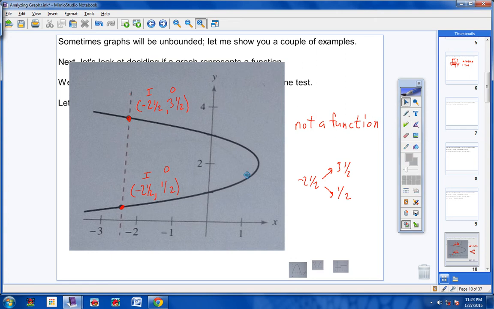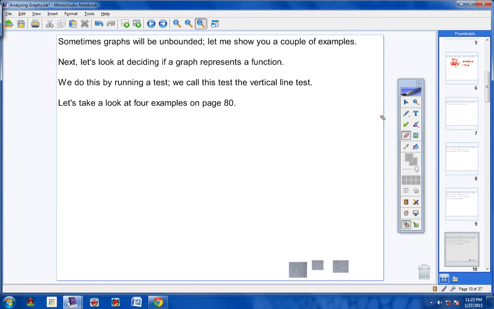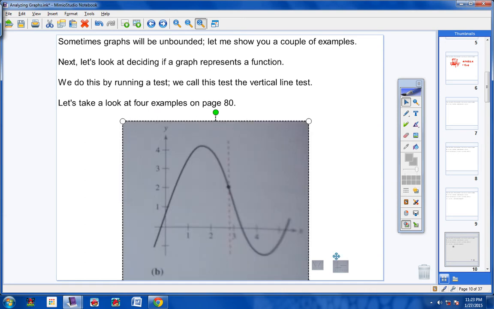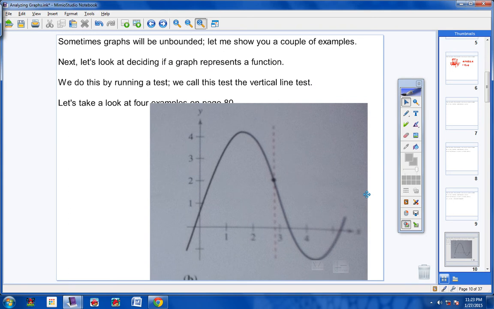Alright, let's go ahead and take a look at the next example. I'll go a little faster now, okay? Because these are really pretty simple. Alright, now, this one here does represent a function. Is there anywhere you can draw a vertical line, anywhere, that intersects the graph in more than one place? No. Every vertical line that you draw intersects the graph in only one place. So yes, this graph does represent a function. Okay? Alright, next example.